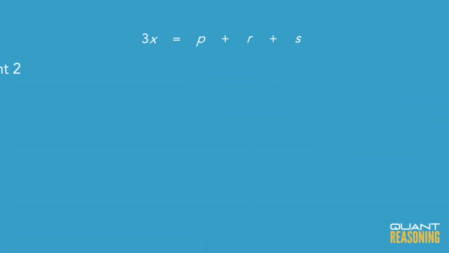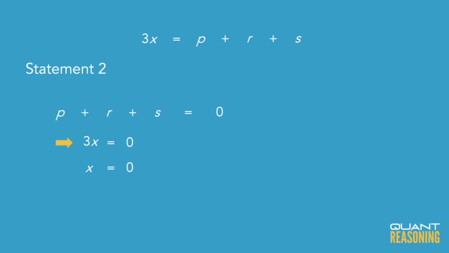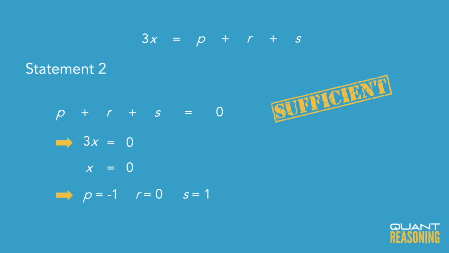And when you look at statement 2, it seems that it's kind of giving us the same information that statement 1 gave us. Right? Statement 1 implied that p, r, and s are -1, 0, and 1, and statement 2 also implies that p, r, and s must be -1, 0, and 1, because that's the only set of consecutive integers whose sum would be 0. Which means that these statements are inferentially equivalent, meaning statement 1 implies statement 2 and statement 2 implies statement 1.